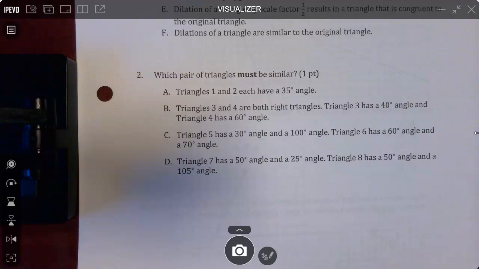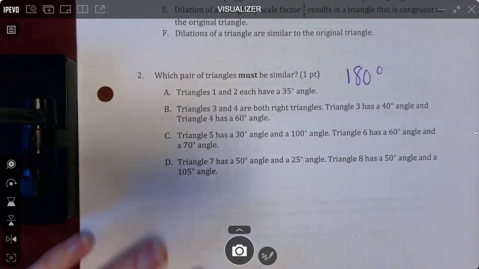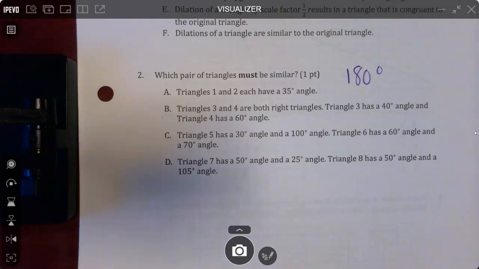Number 2 says, which pair of triangles must be similar? So we know that triangles need to add up to 180 degrees. Okay, that's a non-negotiable. For them to be similar, we know that they need to have all the same angles.